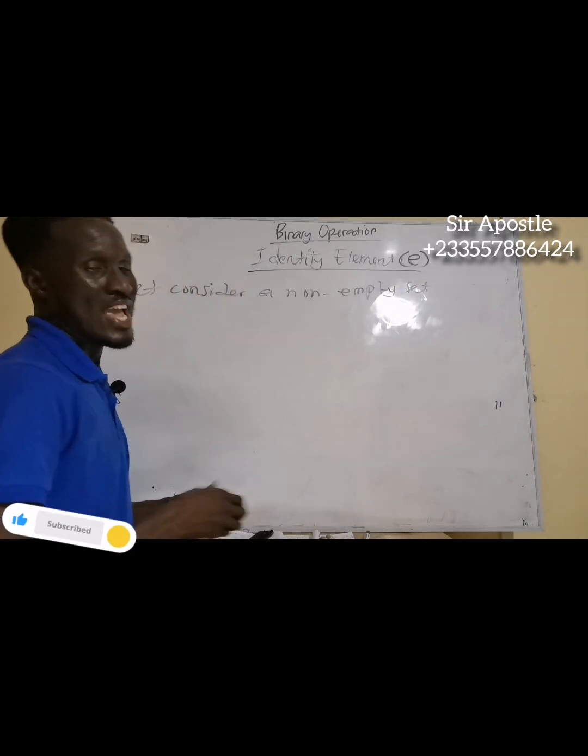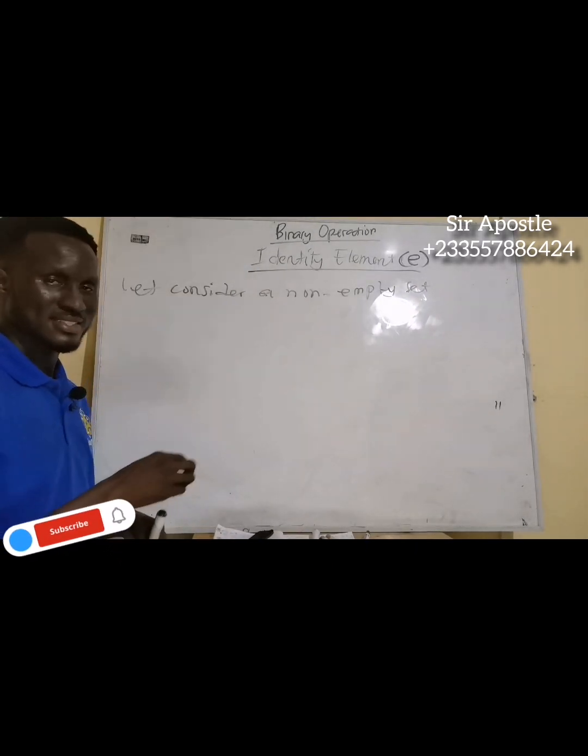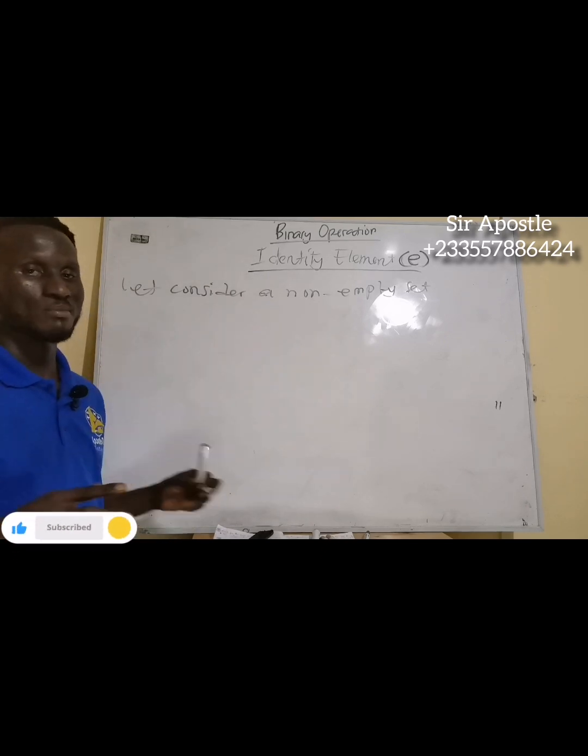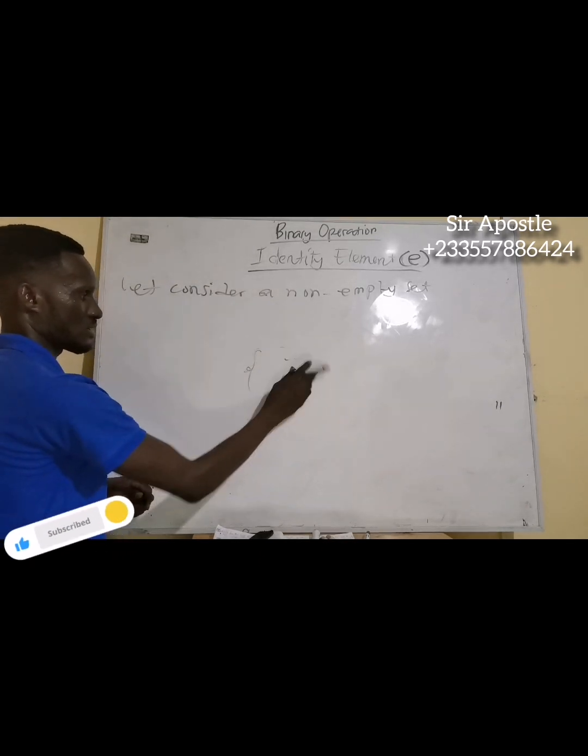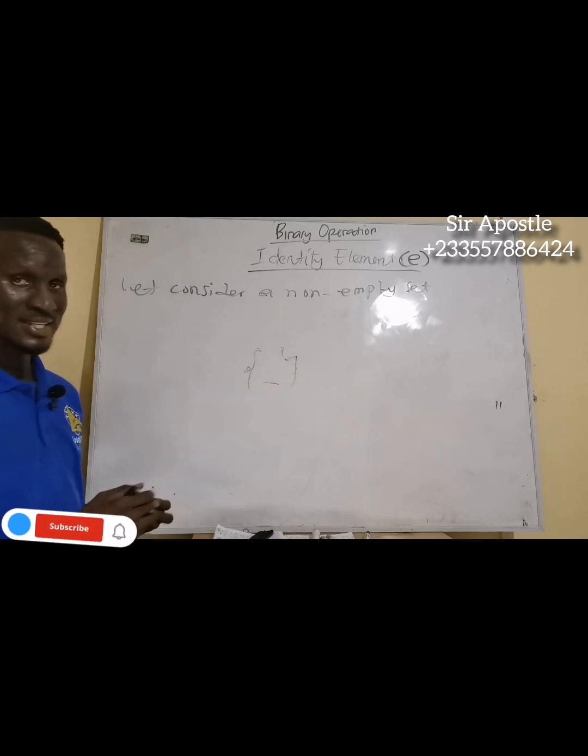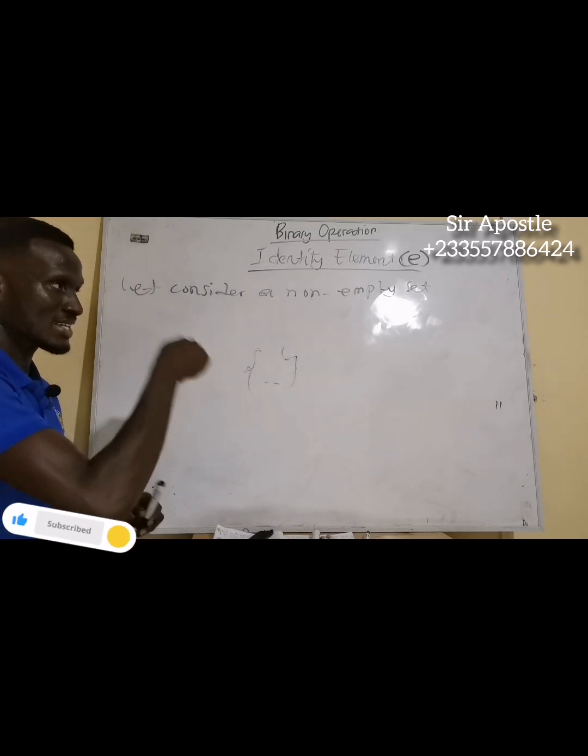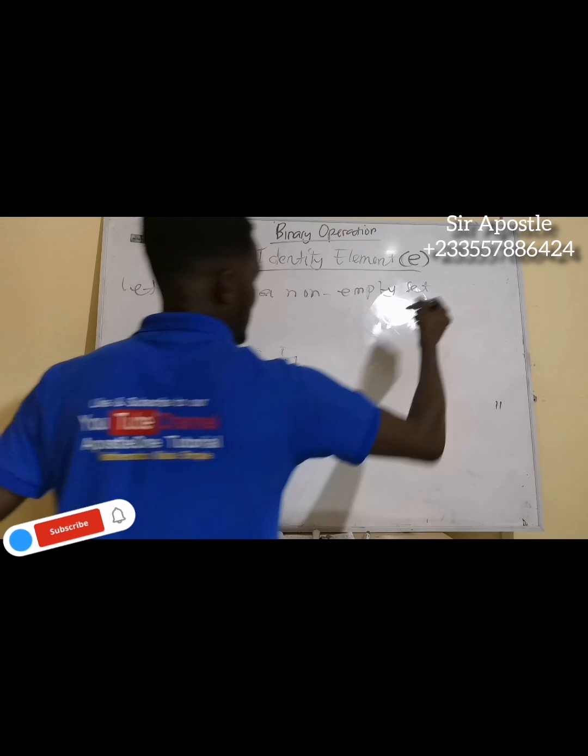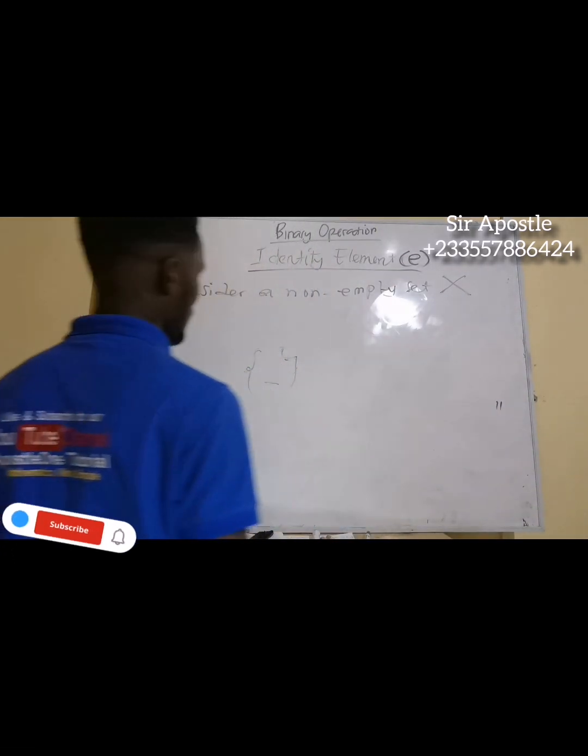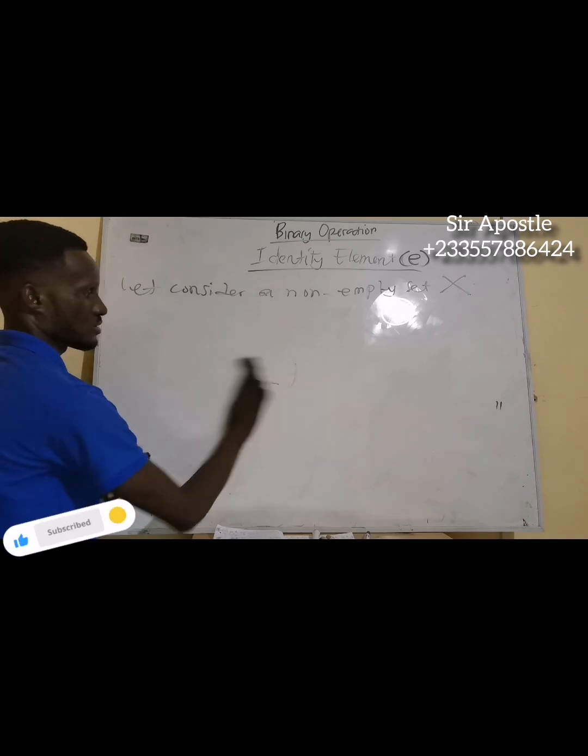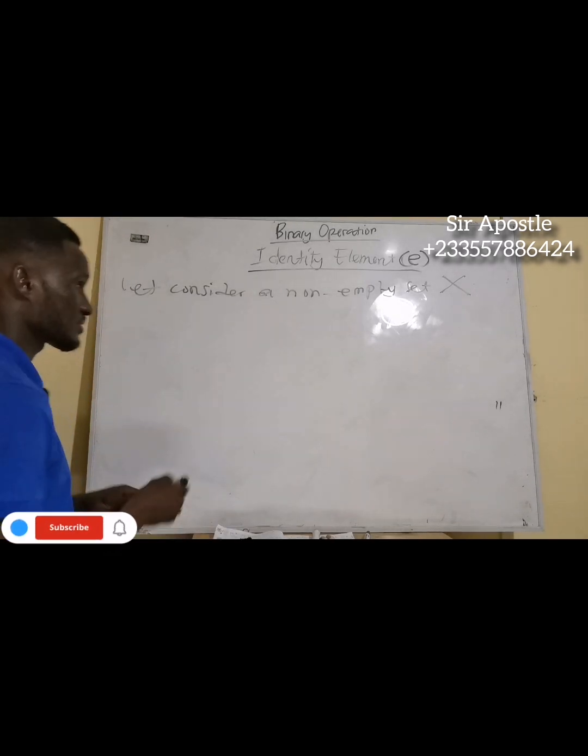Now, if I say non-empty set, it means a set in which the numbers are not empty. This one is empty set. It means it has nothing in it. So non-empty set means that the set has an element. So let me consider non-empty set X. So it contains elements.